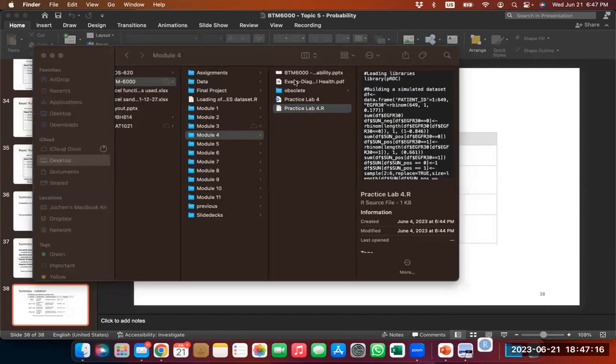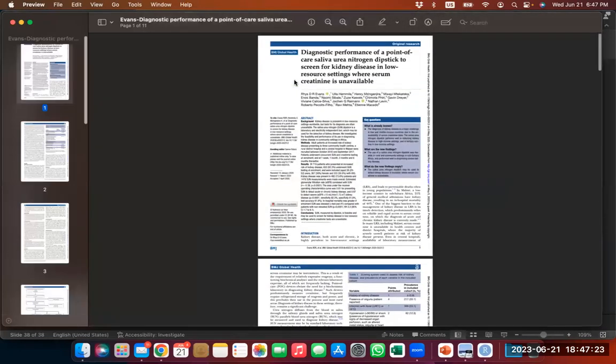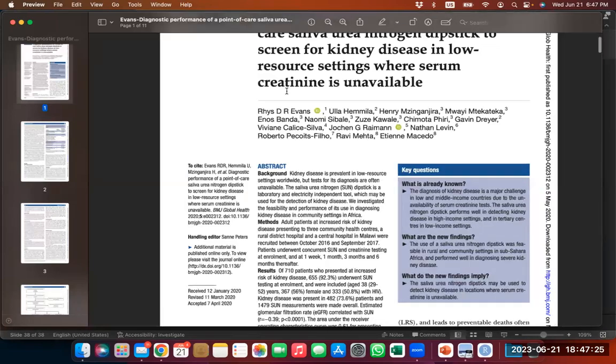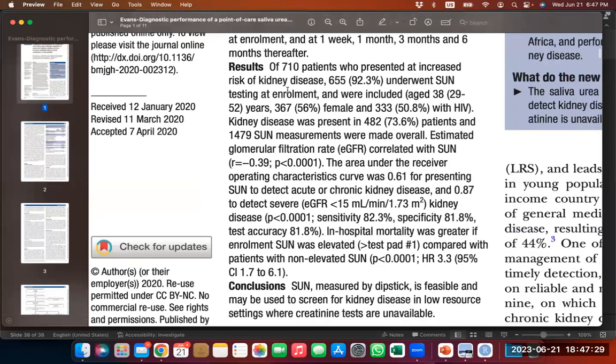You have a paper attached that basically was conducted in a large cohort in Malawi. So basically, patients were screened for kidney disease. Patients at an increased risk of kidney disease were screened for kidney disease.